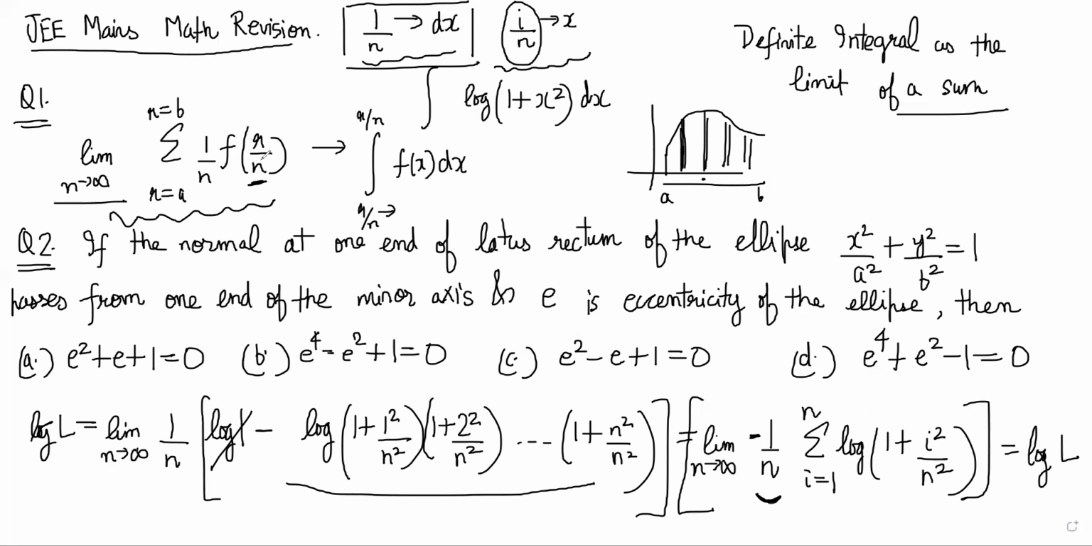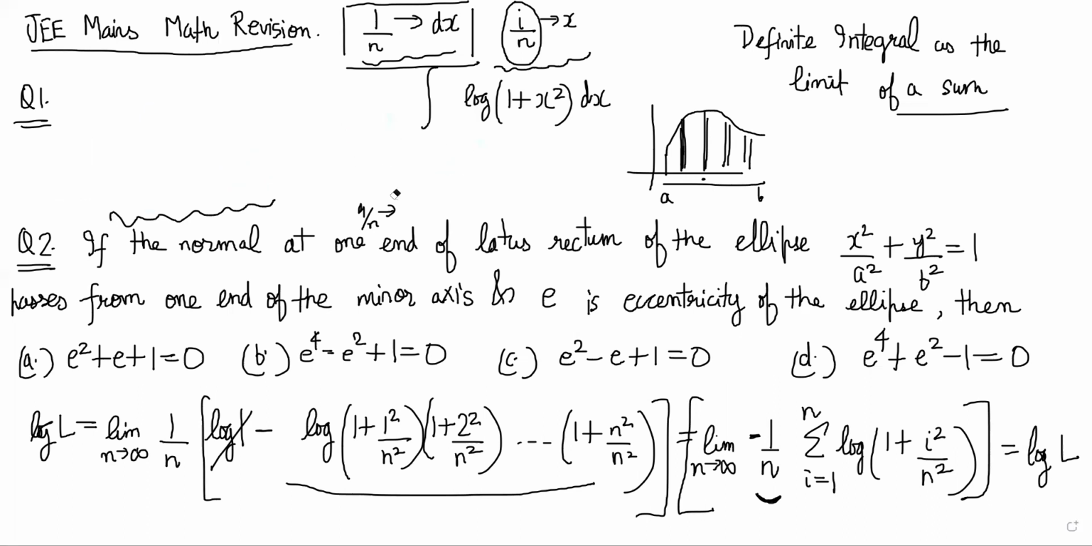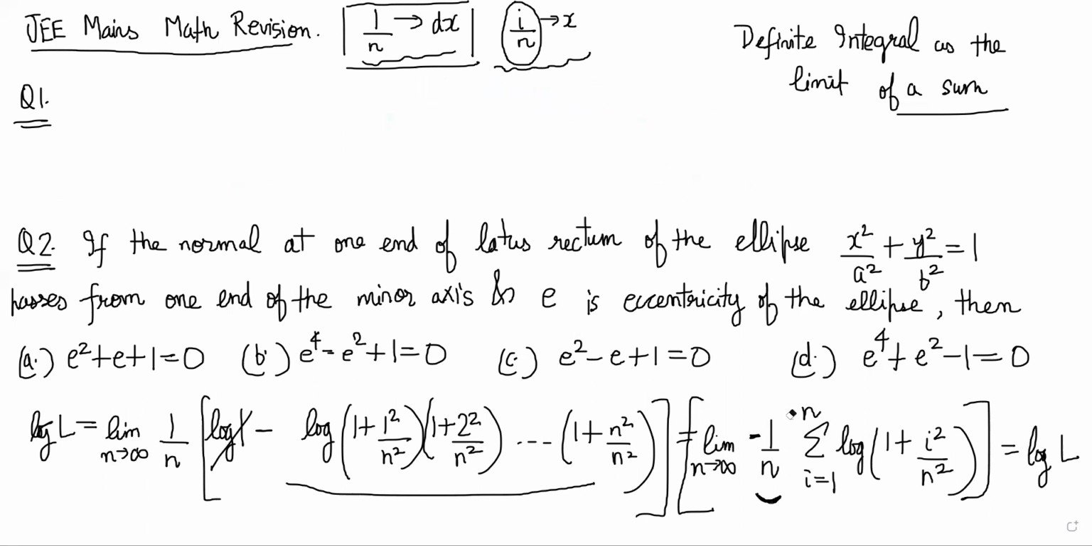Do you remember that we have done all this? So in this case, if you see, i by n is my x. So log 1 plus x square is my function. 1 by n is there, so that is dx. So the integral is log 1 plus x square dx. And now the limits you have to think.